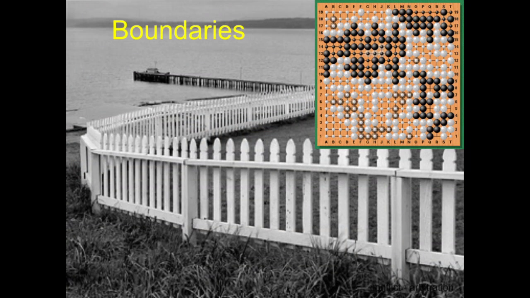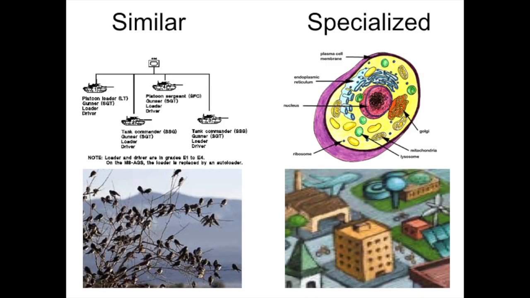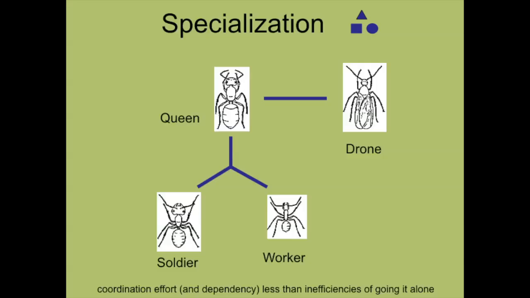Game of Go really ends up being much more about boundaries. It's not really about who captured the most pieces at all, or how many pieces you have on the board. It's about the territories that you've captured. So sometimes the boundaries are the group, or the most important part of the group. Some groups are built upon similar items, grouping together. But at some level, they start generally transforming into specialized groups, groups of individual things that are specialized for a particular task. This usually happens when the coordination efforts between the members of a group is less than the inefficiencies of going it alone.